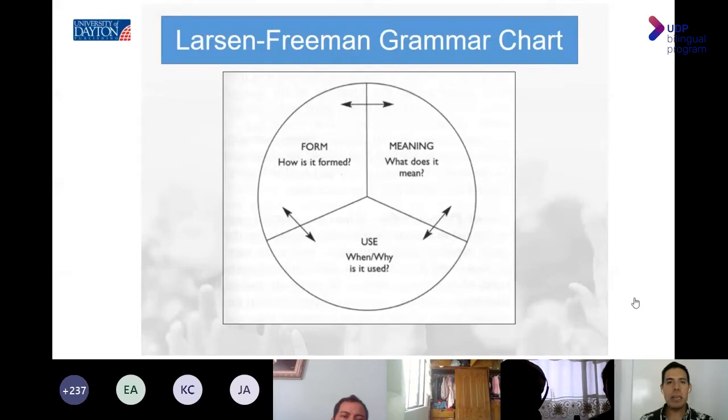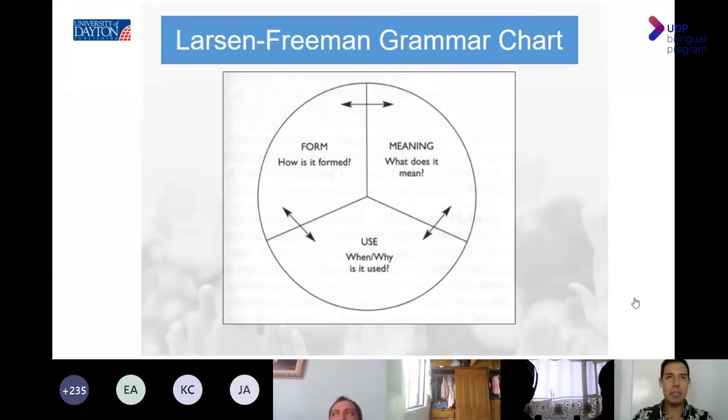So we can think about any grammar tense, any topic, and we can try to analyze it under these three different perspectives. For example, think about past simple. What is the form of past simple? How is it formed? Well, we are taught that there's a subject and a verb in past, which could be regular or irregular. That's the form. The meaning: of course, we're talking about completed actions in the past. And also, we have the use. When do we use it?